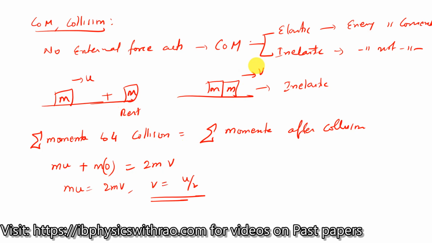In a similar way you can apply it for any type of collision. The next topic is FBD, the free body diagram. How do you arrive at a free body diagram? Say I have an object placed on a table, and it is moving like this. Why should it move?